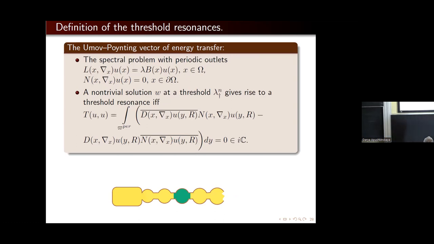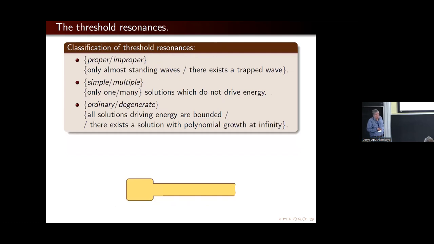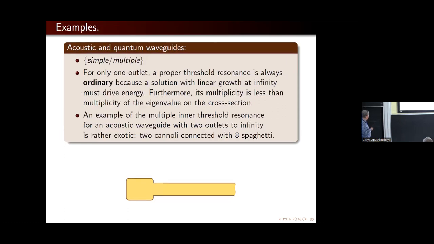What is important is that the classification into proper and improper is not sufficient. There appear many more situations which it is necessary to distinguish. Proper and improper: it's either a trapped wave in the improper case, and only almost standing waves appear in the proper case. Simple or multiple is also clear, because it means one or many non-trivial solutions which do not drive energy to infinity. And what is most important for me in this talk is ordinary or degenerate. Now we are going to discuss this. So again, I return to my examples, acoustic and quantum waveguide, simple and multiple.